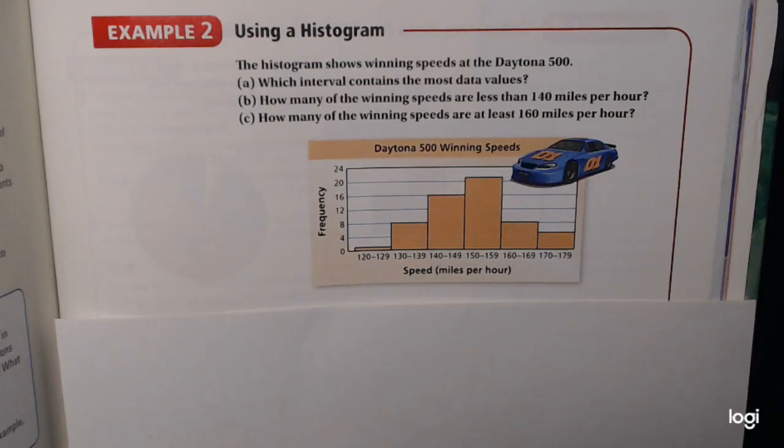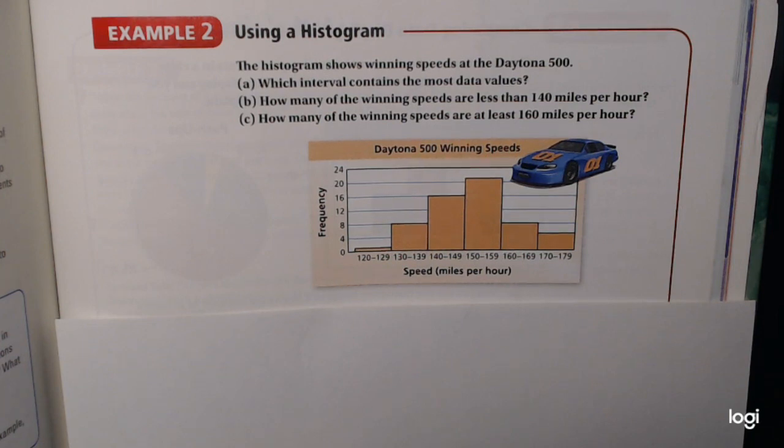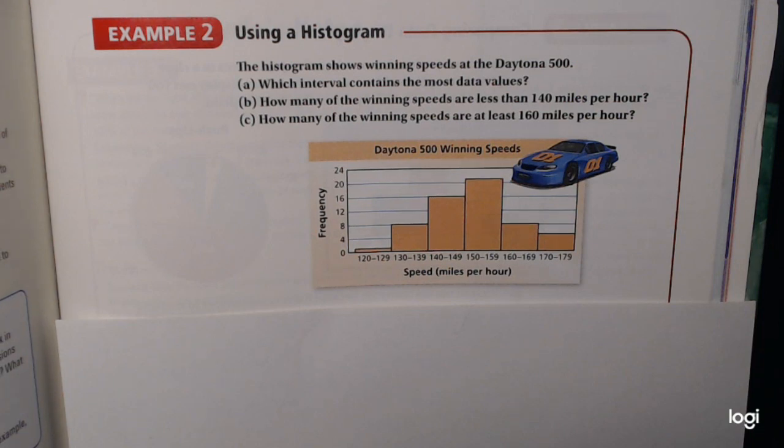All right, by this time you've made your histogram, you've showed it to the teacher, and you are ready to move on with your lesson. You will notice what we're going to look at now is a histogram that's already been made, and we're going to answer some questions regarding it. It says the histogram shows winning speeds at the Daytona 500.